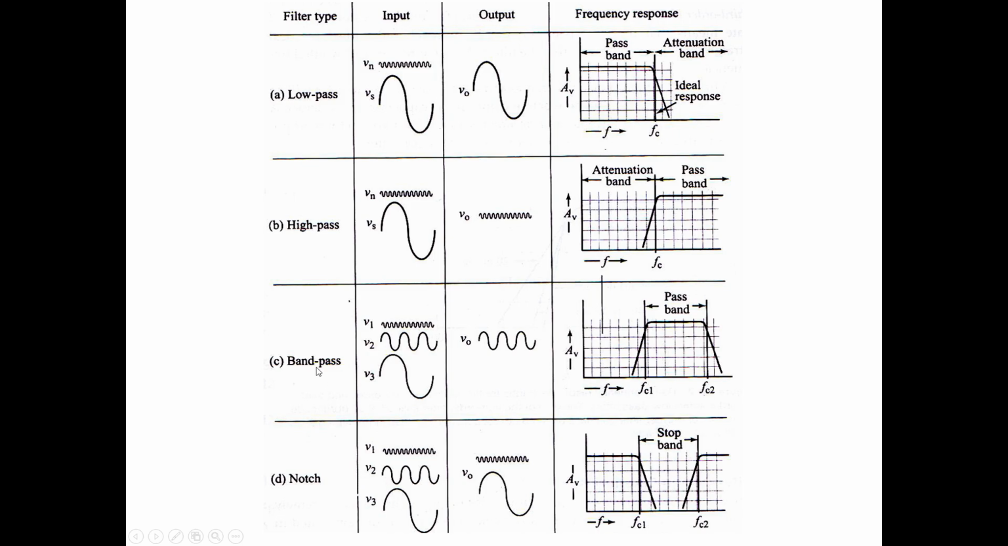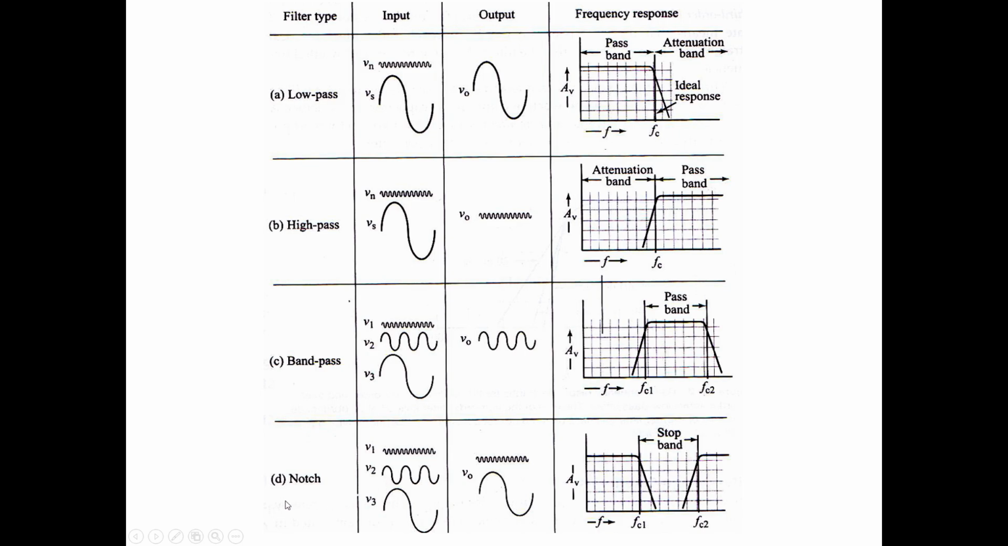Band pass filter allows only a specific range of frequencies. Here V1 is a high frequency signal, Vn is a low frequency signal. This is a set of frequencies, V2 is the set of frequencies, so this signal comes out as output. So a particular range of frequency is passed. This is the pass band, and on either side it is the attenuation band.